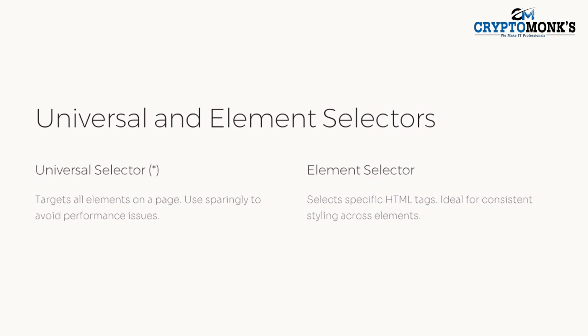Universal and element selectors. The universal selector, asterisk, targets all elements on a page. Use sparingly to avoid performance issues. Element selector: select specific HTML tags. Ideal for consistent styling across elements.